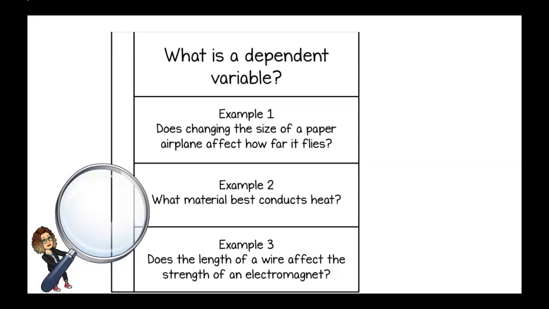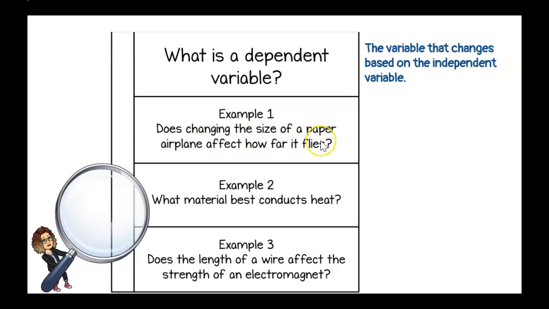So what is a dependent variable? And then we're going to figure out what the dependent variable is for the paper airplane, conducting heat, and the strength of an electromagnet, like the length of the wire. How does it affect the strength? All right, so let's figure out what is a dependent variable. If independent is changing, then dependent is the variable that changes based on the independent variable. Okay, well, that's confusing. Let's see what it means for the paper airplane.